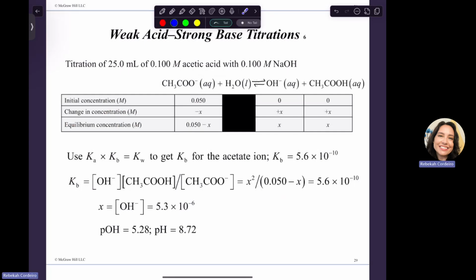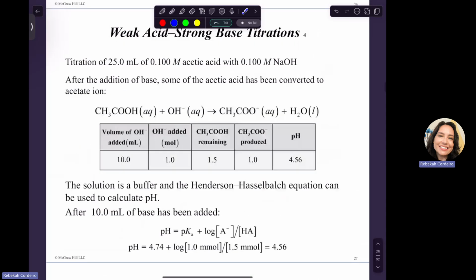So here we have our equilibrium, our ICE table. We have Ka of acetic acid, but we need Kb, so we'd use Ka times Kb equals Kw. Then we would get our OH, which is our x, get our pOH, and subtract it from 14 to get your pH.